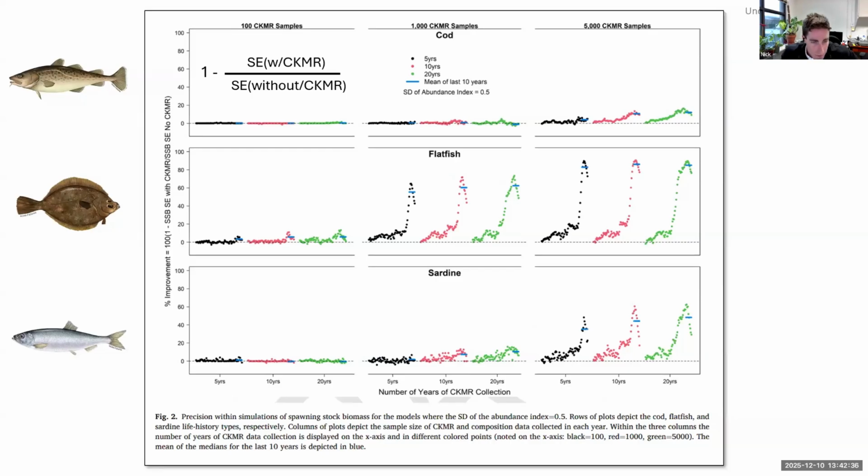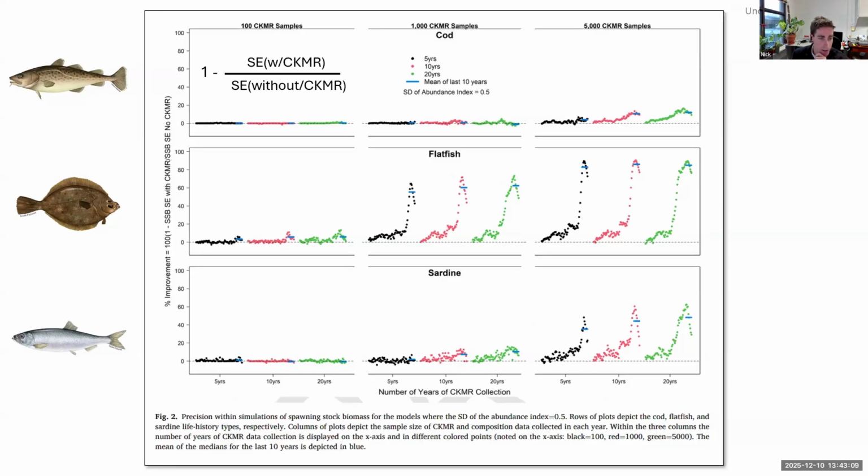Okay, so what does that mean in terms of information content given to a classical assessment? So here you're looking at the standard error of spawning biomass in each year of the time series for an assessment fit with close-kin integrated, over that for an assessment without close-kin integrated, and 1 minus that value. So as you go higher on the y-axis here, your spawning biomass estimates are more precise, and we'll call this percentage improvement in precision.